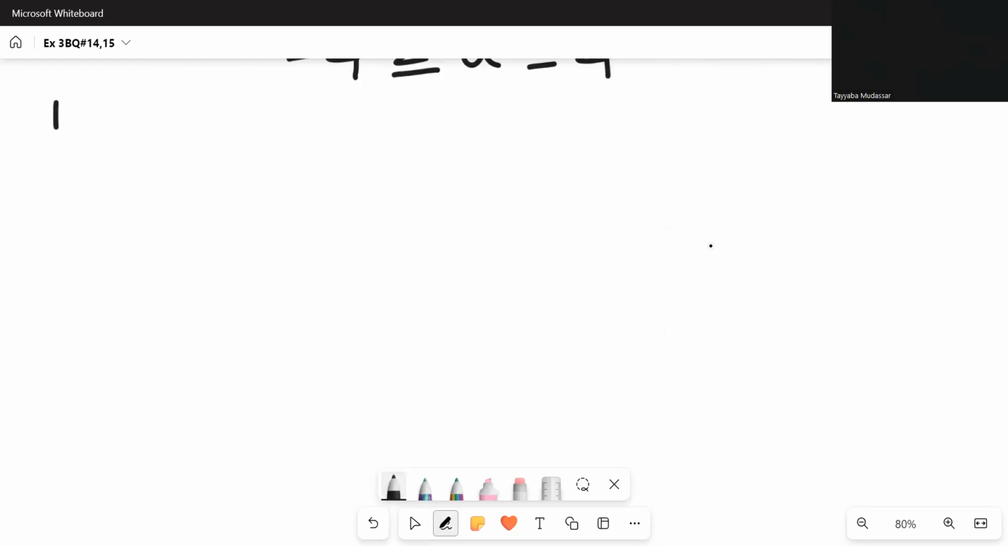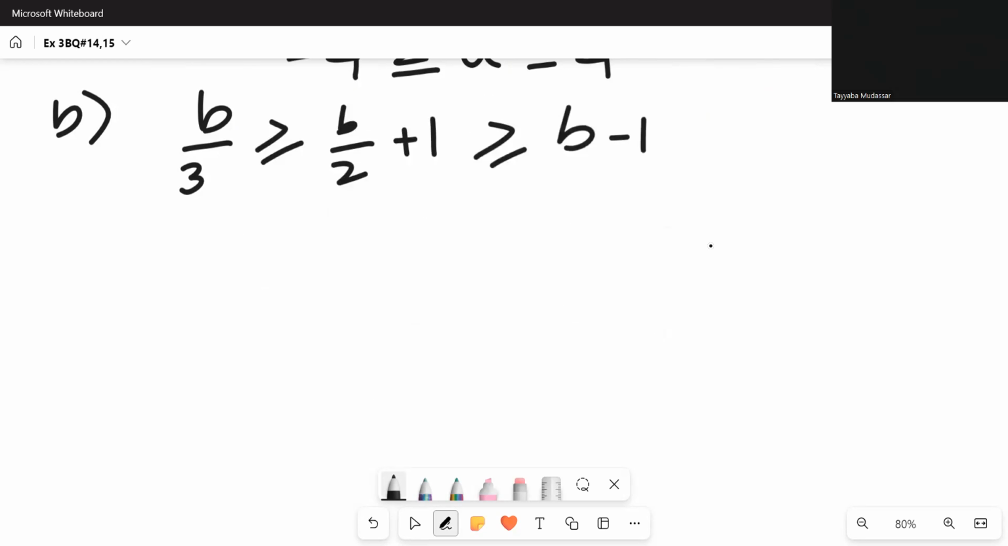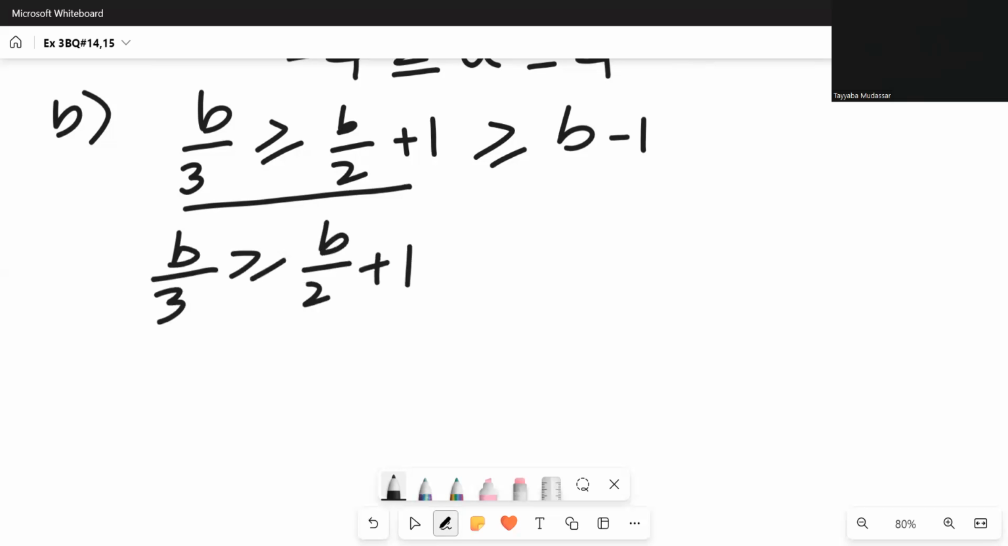Okay, now its B part is B over 3 greater than or equal to B over 2 plus 1 greater than or equal to B minus 1. We will again break these inequalities. It is B over 3 greater than or equal to B over 2 plus 1, and this one will be B over 2 plus 1 greater than or equal to B minus 1. Okay, now we can make the same denominators here and here also.